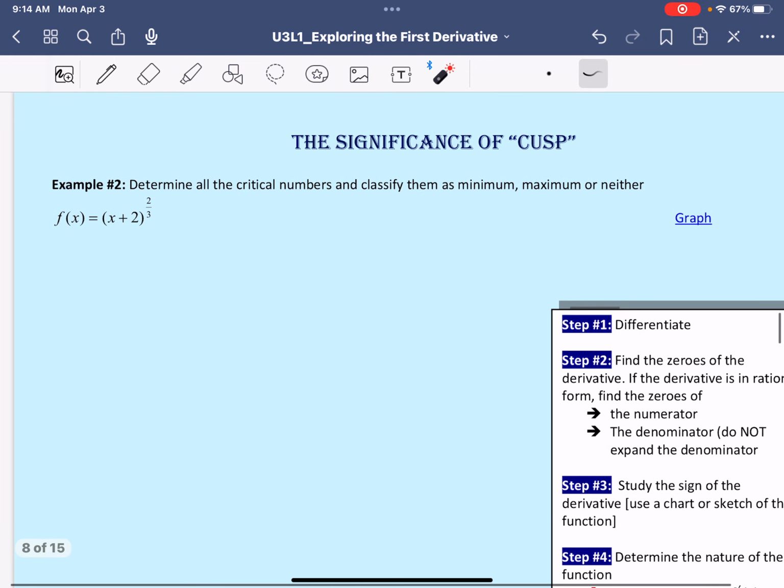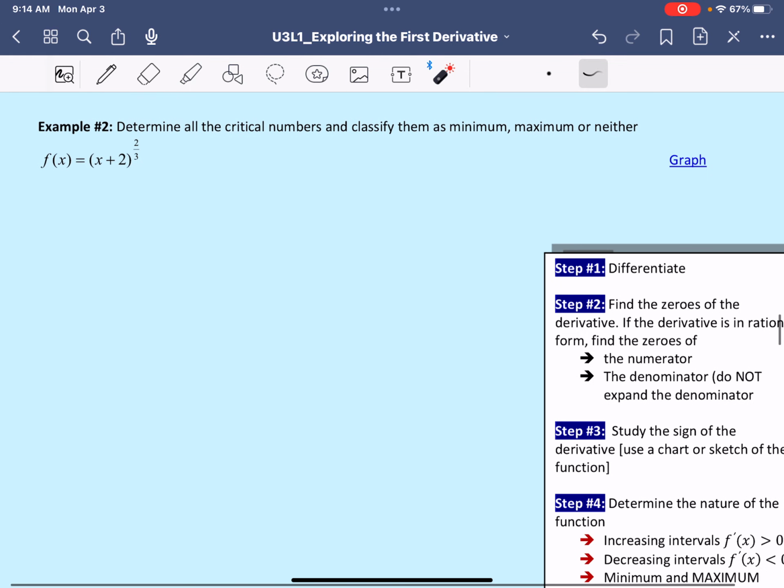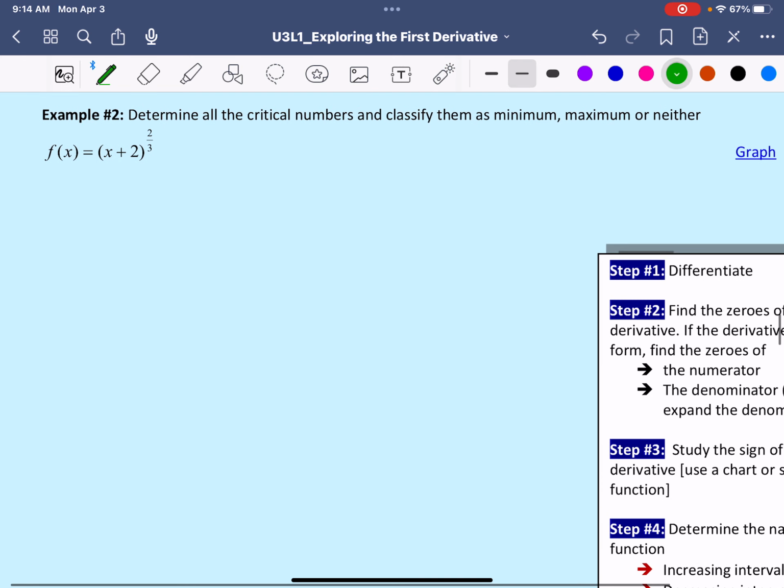Let's start with example number 2. What we have here is the function f of x equals (x plus 2) to the power of 2 over 3. We have to determine all critical numbers and classify them as min, max, or neither. To find the critical numbers, we're going to start off by determining the derivative. The critical numbers will be wherever the derivative is 0 or the derivative doesn't exist.